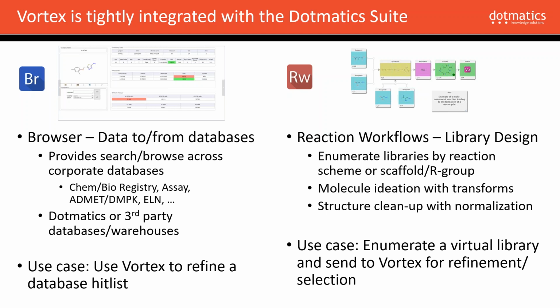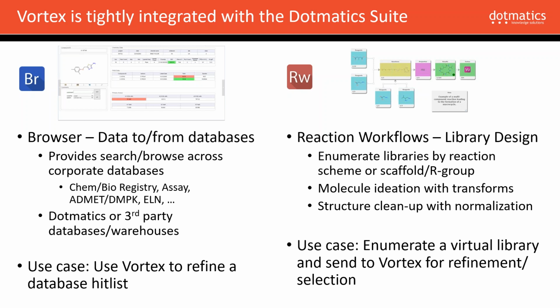So that's going to be a combination of a product called Browser, which is the search of corporate databases. And again, it doesn't matter if the registry and the assay database are in Dotmatics or if they're in a third-party database system. So the use case that you'll see here is Tedman will do a search, find an interesting set of data, send it to Vortex, use the filtering and selection tools to create a subset, and then send that back to Browser as a new hit list.